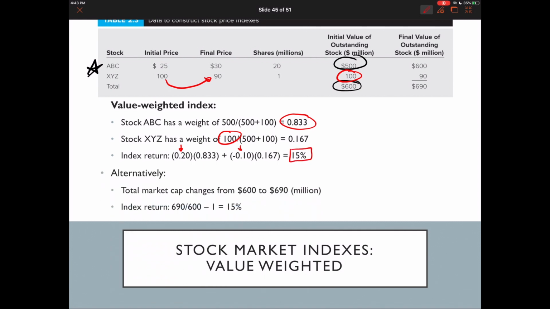Now, alternatively, you could also just look at the total market cap changes, where we have gone from 600 up to 690, so ending balance of 690 minus beginning divided by beginning, or that's the same equation. We just break down the fraction, so you get 690 over 600 minus 1, and that's where you get the return of 15%. Both methods get the same return of 15%, but that's how you're essentially calculating the return on an index when everything is value weighted.